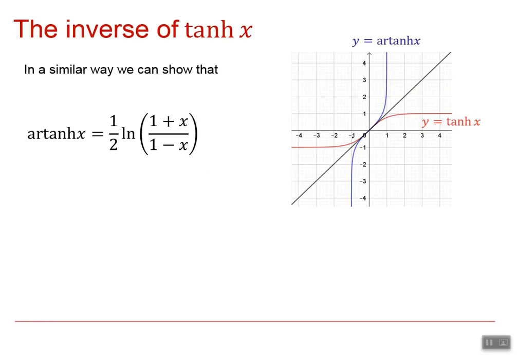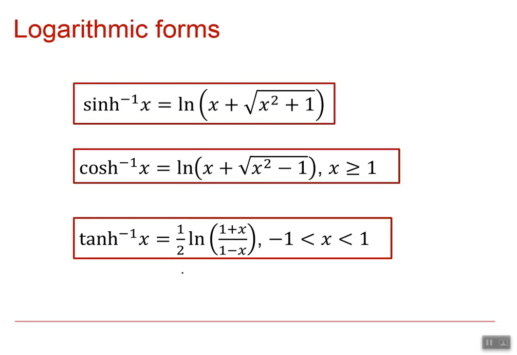So in a similar way, you can find the inverse function of tanh. And you can see here all three of our inverse hyperbolic functions. Note the difference in validity for each one. Inverse sinh is valid for all x. Inverse cosh is only valid for x greater than or equal to 1. And for inverse tanh, it is between -1 and 1.